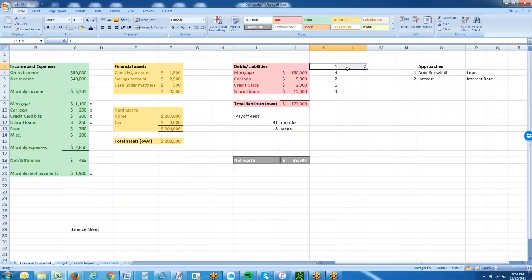So maybe this is easier if I did put debt snowball. Let's say debt snowball, and the other one is the interest.